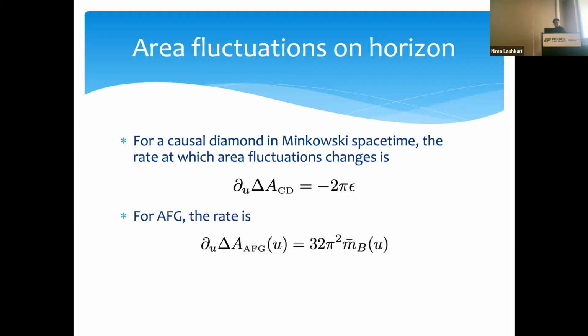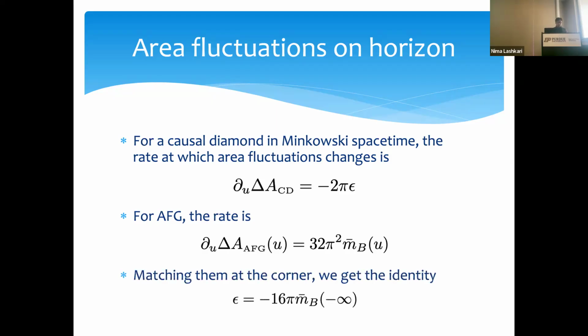So that makes sense. And it takes a little bit more work, but you can compute that the rate at which the area fluctuations of asymptotically flat gravity change as a function of the retarded time is controlled by the Bondi mass aspect. So if we want to match at the corner, which is where the phase spaces live, then the identity that we get is that we should identify the length fluctuations for the finite causal diamond with the Bondi mass aspect defined at the corner.